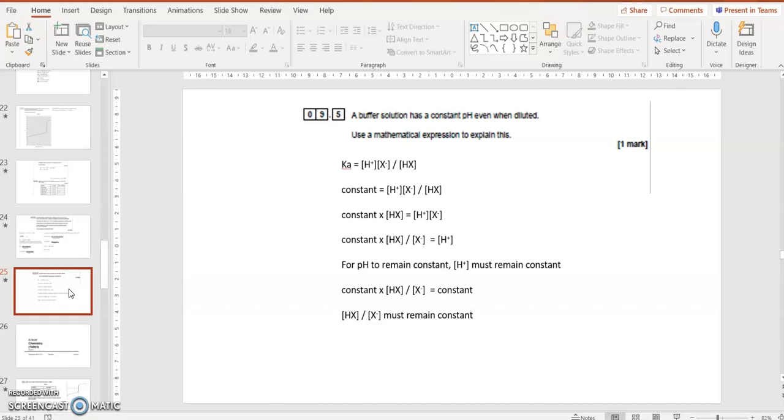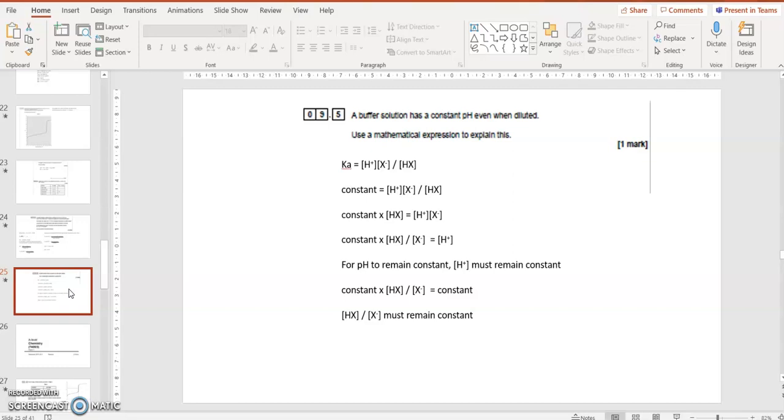Strange little question this. A buffer solution has a constant pH even when diluted. Use a mathematical expression to explain this for 1 mark. In the examiner's report, very few people got this. An odd question. So if Ka equals H plus concentration times X minus concentration divided by HX, a buffer has a constant pH.